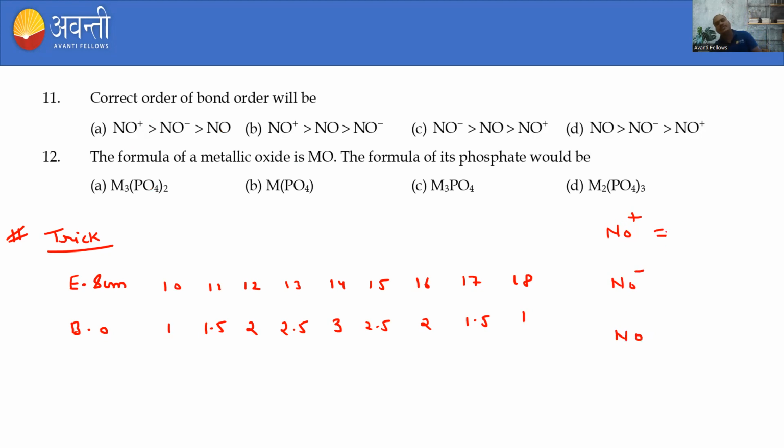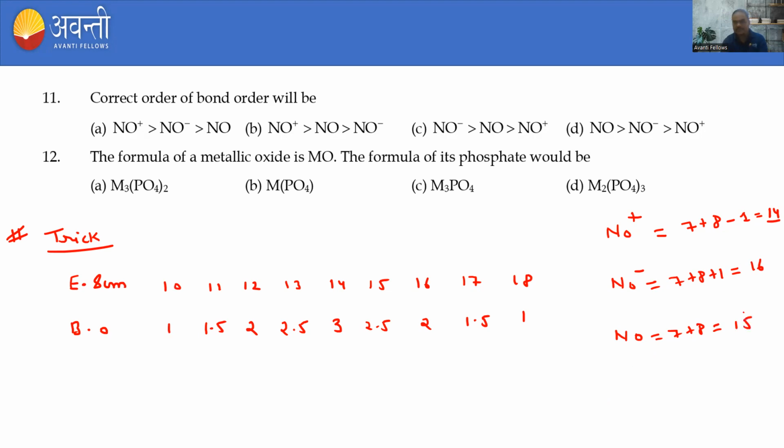So NO plus, the electron sum in NO plus: N has 7 electrons and oxygen has 8 electrons. So 7 plus 8 minus 1, because we have a plus 1 charge. So this is 14, right? Here we also have 7 plus 8 plus 1, that is 16, right? That is 16. Here we have 7 plus 8, okay?